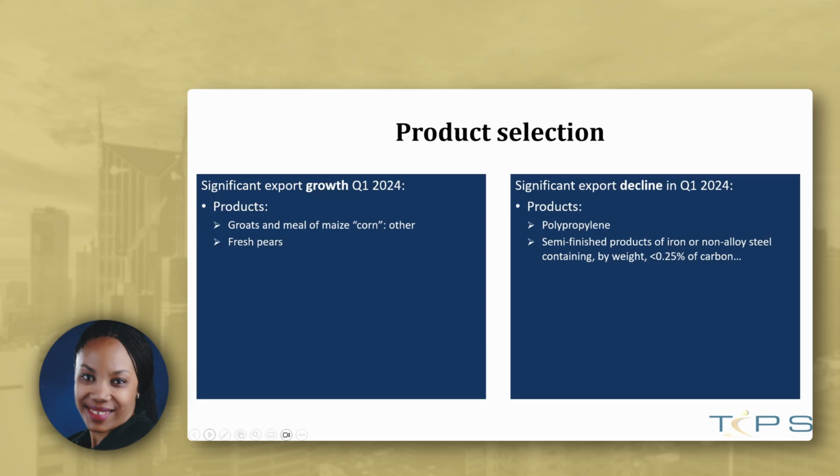propylene. And with propylene, you'll see as you look at our reports that in the fourth quarter of 2022, we analyzed propylene as a significant growth product, but since then it has been experiencing considerable declines. And then the decline that we also experienced was with the semi-finished products of iron and alloy.